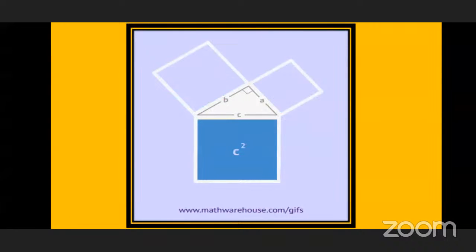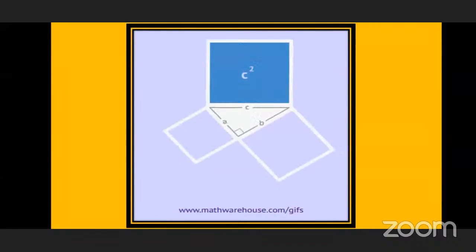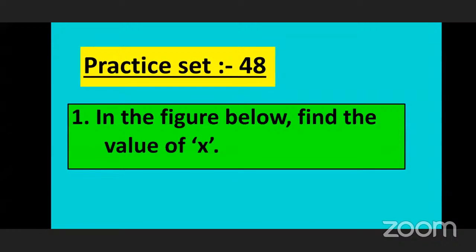Okay, children. Now let's move to practice set 48. Are you ready for solving the sums? Yes. So let's move to the first question. The very first question of our new practice set is, in the figure below, find the value of x.